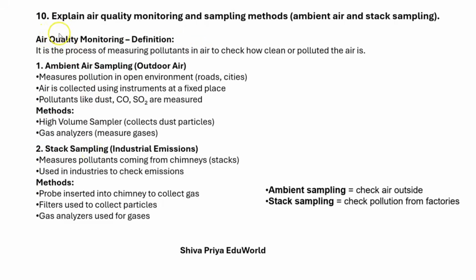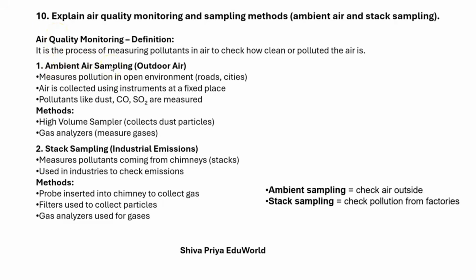Let us understand what air quality monitoring is. This is a process of measuring pollutants in air. It is a process to check the pollutants which are present in the air. Why? Because we want to check how clean or polluted the air is, whether the air is clean or not. Clear? This is air quality monitoring. The name itself says it: we are monitoring the air quality, whether it is polluted or clean. As simple as that, right?